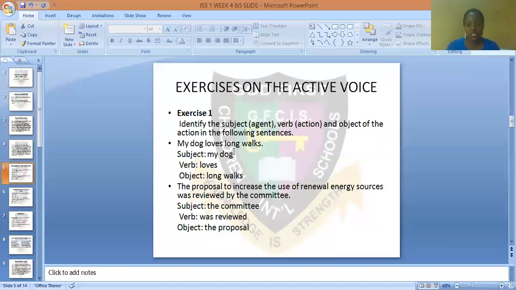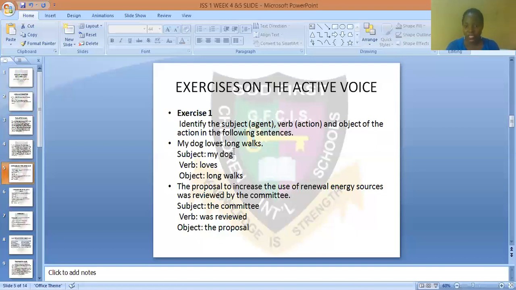Now, this is the first sentence example. My dog loves long walks. First, what is the subject in this sentence? The subject in this sentence is my dog. So what is the verb? Loves. And the object is long walks.